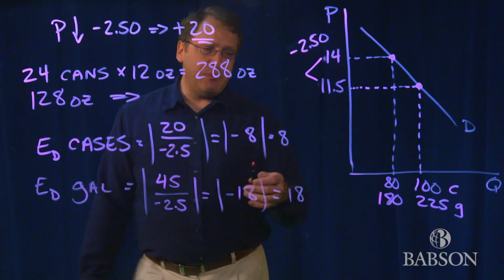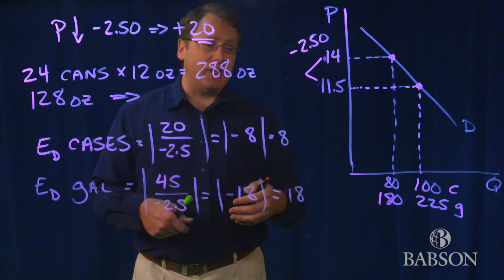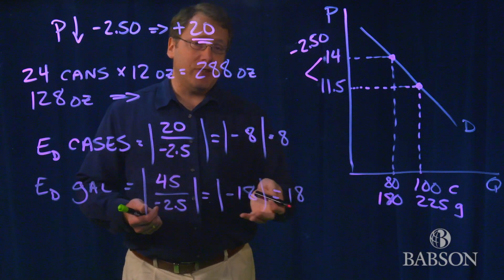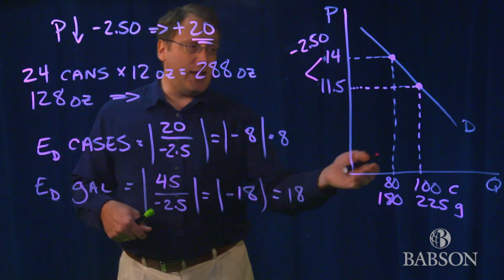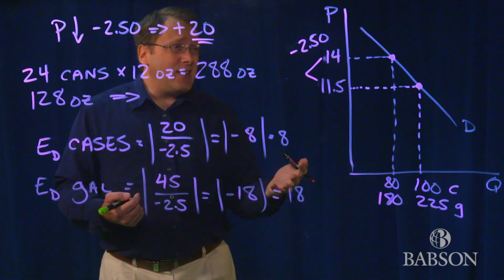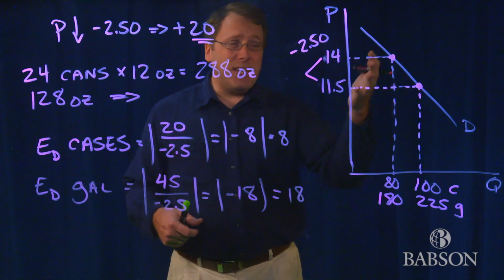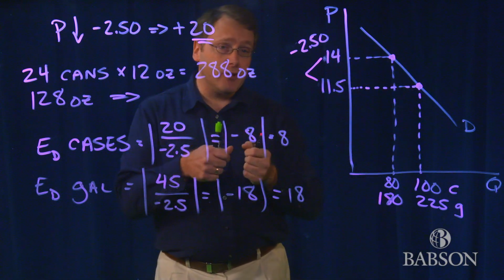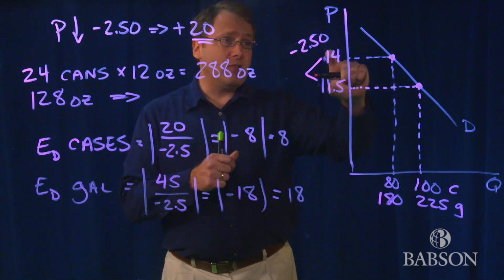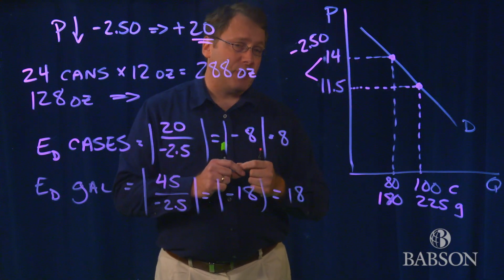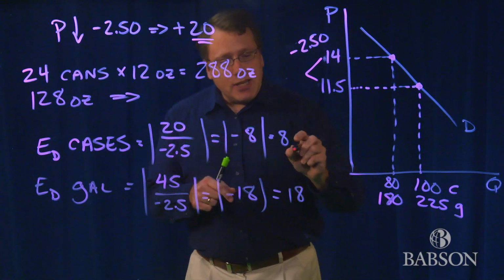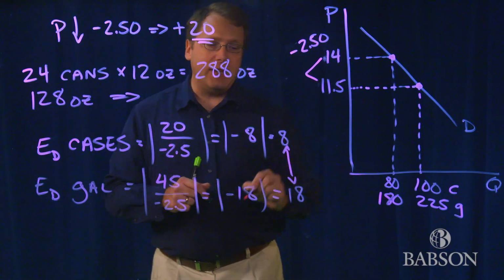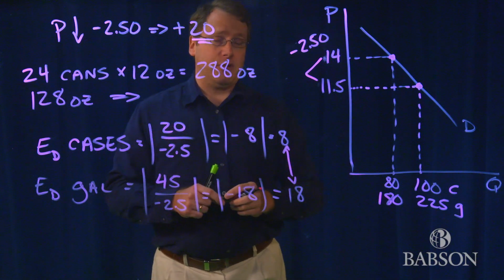So you see, one of the big problems in not using percentages would be we get a very different result, whether we're talking cases or gallons. And yet, we're really using the same behavior, right? We're capturing that same change in the consumer's buying habits that results from a $2.50 price decrease. And so this is the big problem that we try to eliminate by using percentage terms.